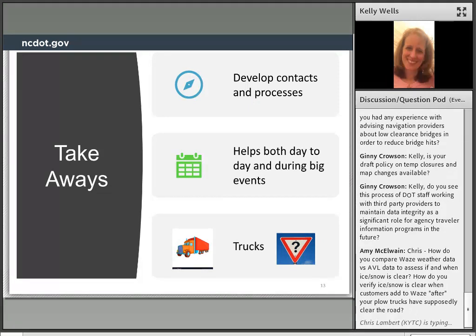So with that, I'll wrap up. Like I said, the main takeaways are we developed contacts and processes that work for our state. It helps us both during day-to-day, and it certainly made a huge difference during our last big event. And I'm still kind of scratching my head about how we do a better job with getting trucks routed in the best possible place. And that's it.